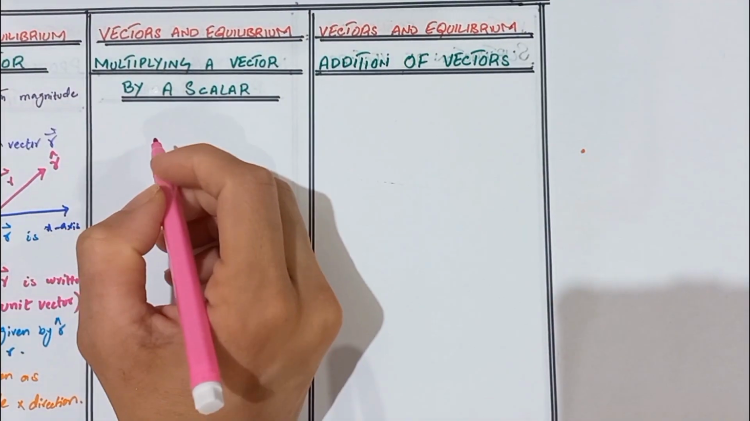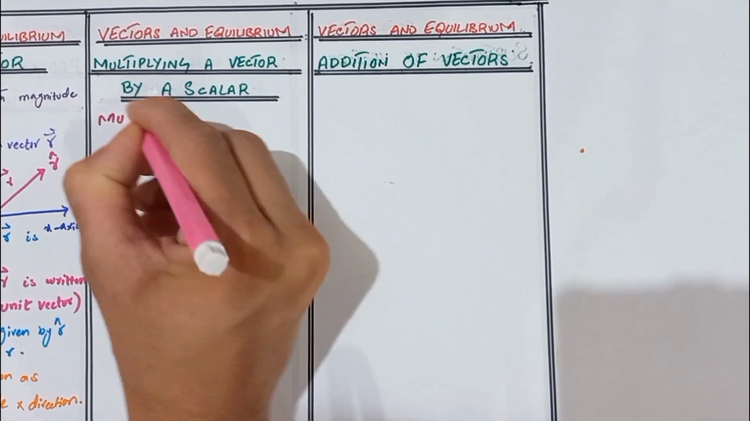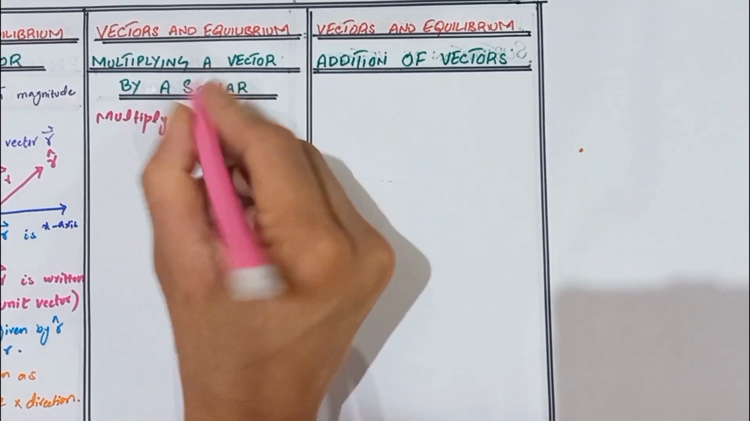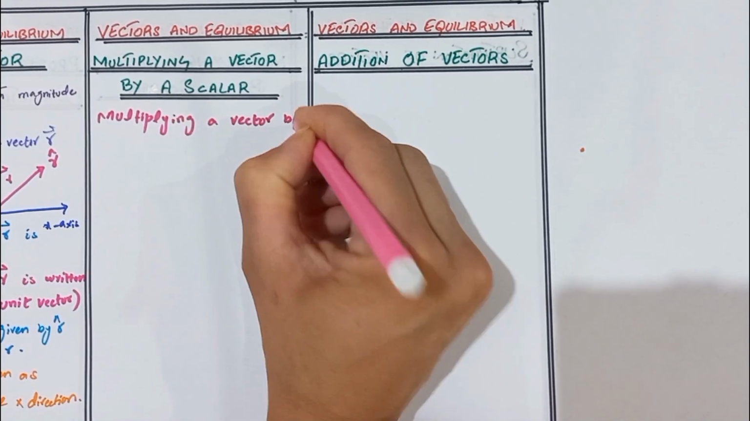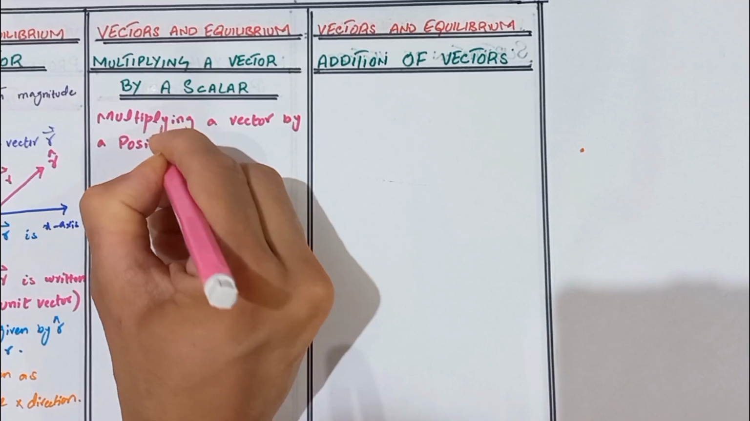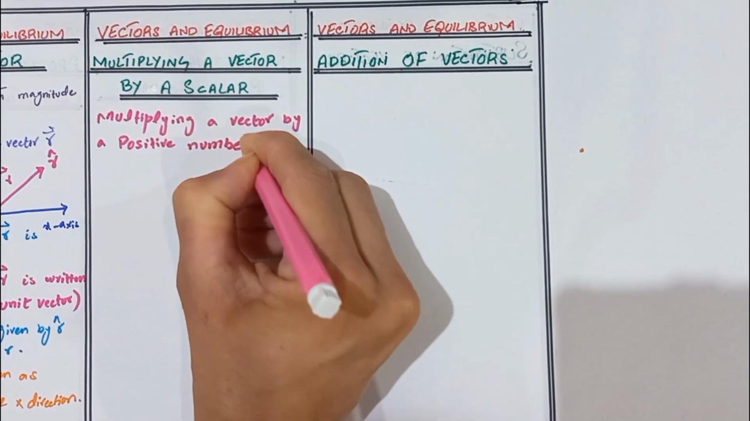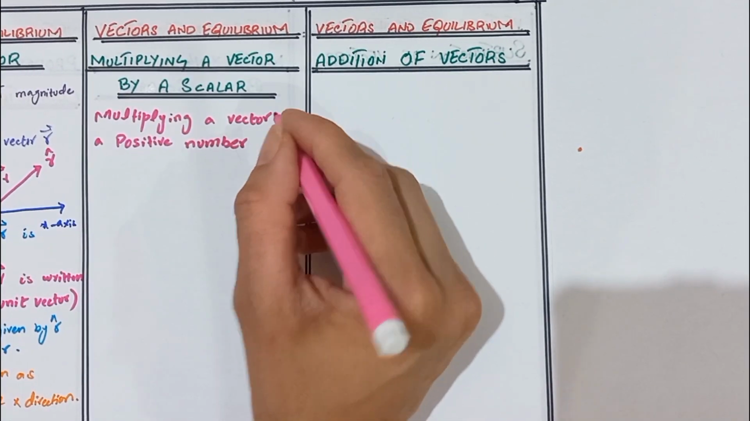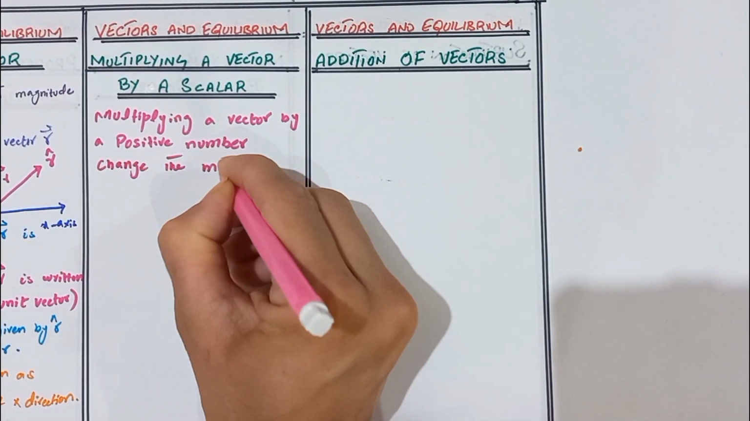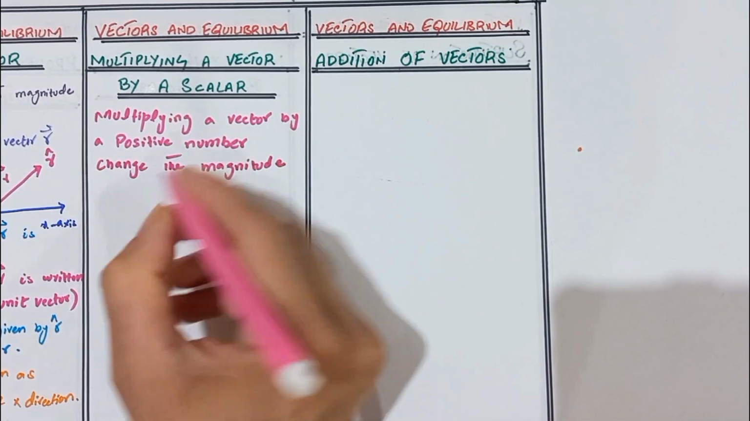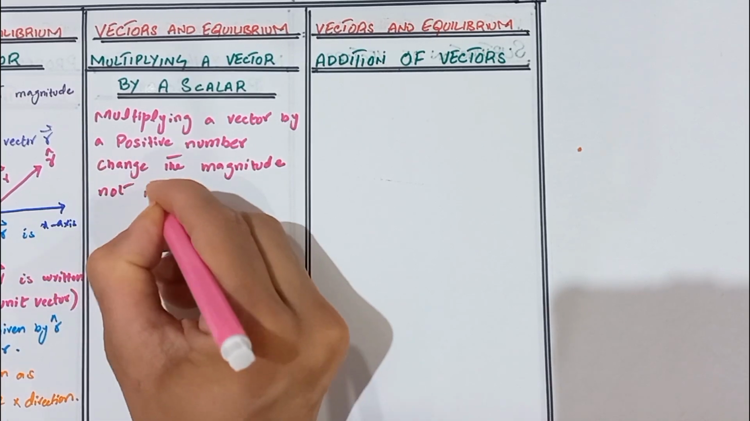Here we define multiplying a vector by a scalar. Multiplying a vector by a positive number changes the magnitude, not its direction.